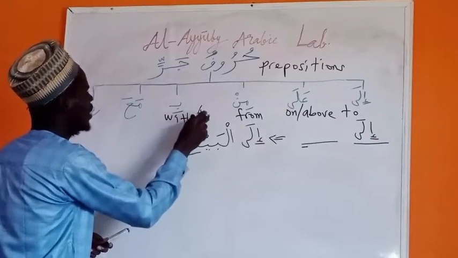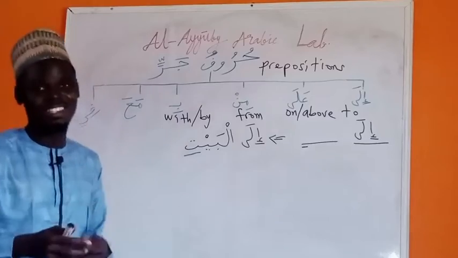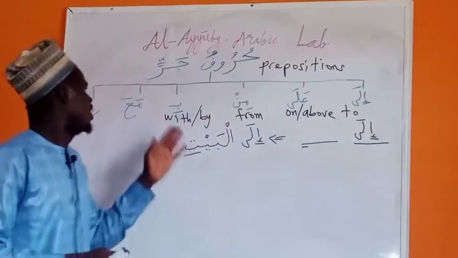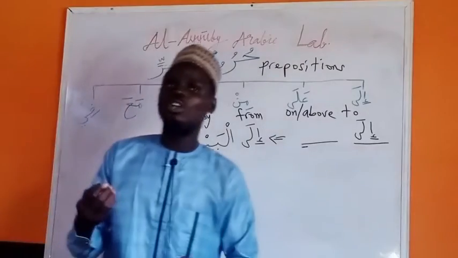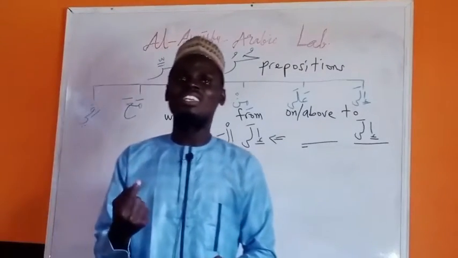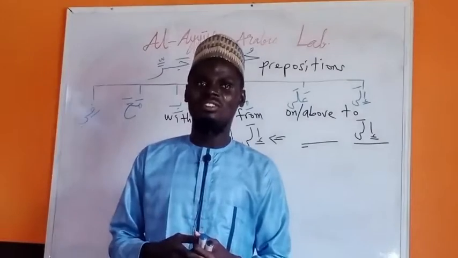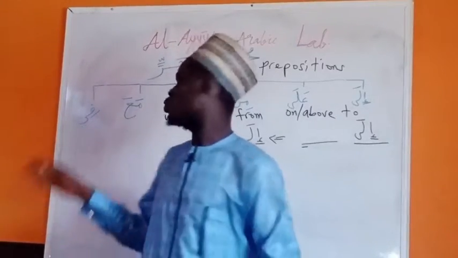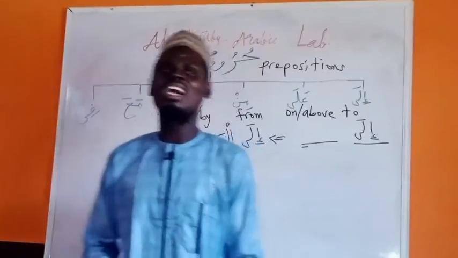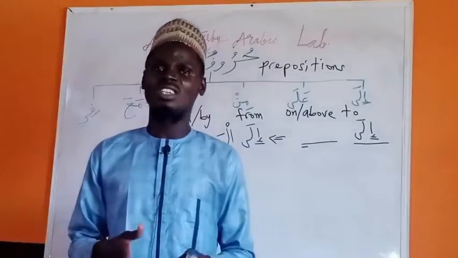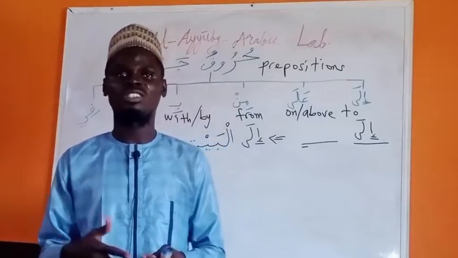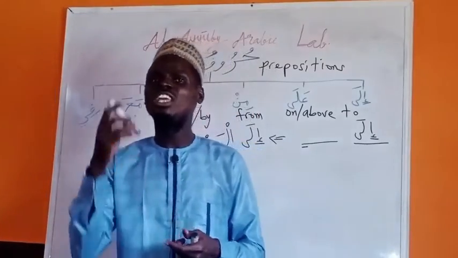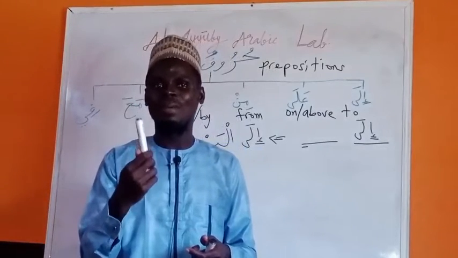At times, it can mean by. It depends on the context. If you want to indicate that something is used as an agent for another, then the meaning of be is with. For example, Kataba Ibrahim. Ibrahim wrote. Then you say al-qalam. The tool he used to write is al-qalam, pen.